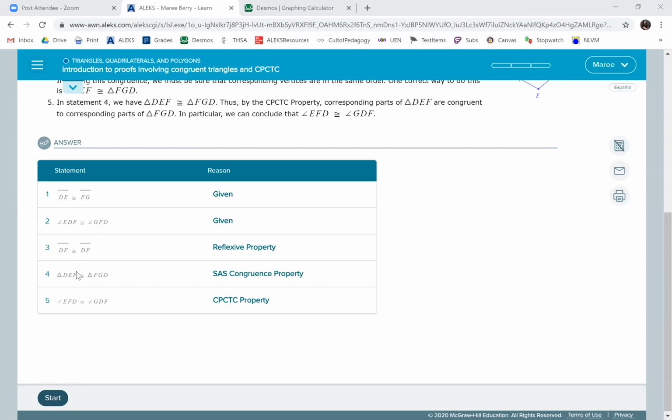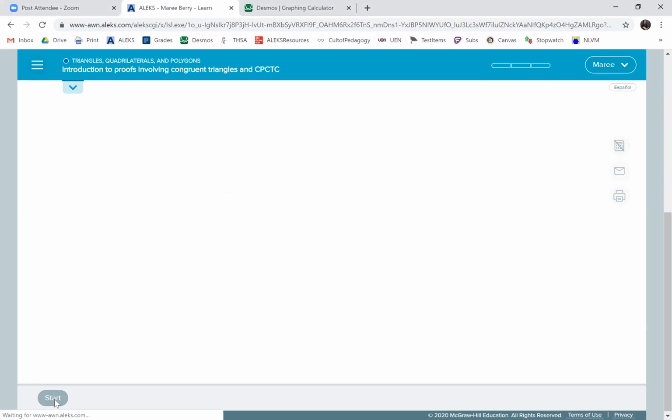Now we can use any of the methods that we've talked about before. Once you prove them congruent, then you'll be able to prove the parts congruent that they're asking for.